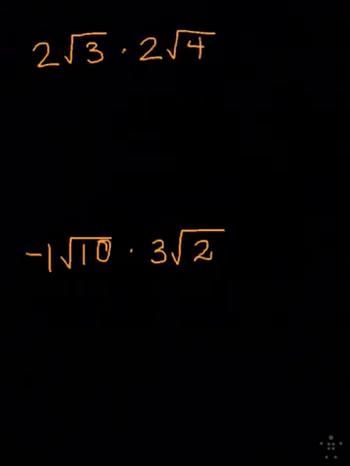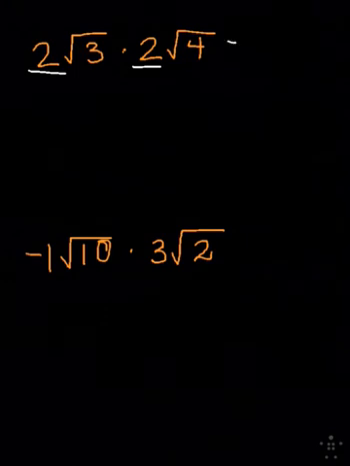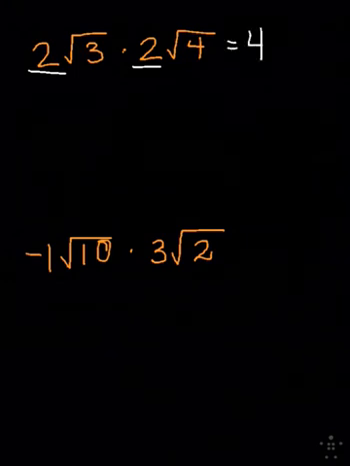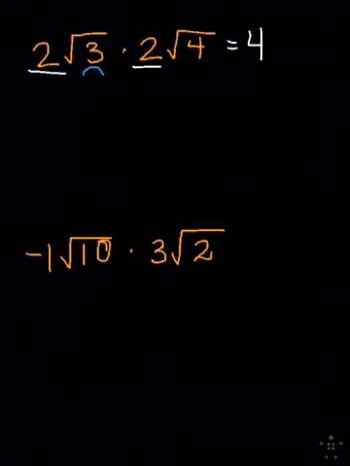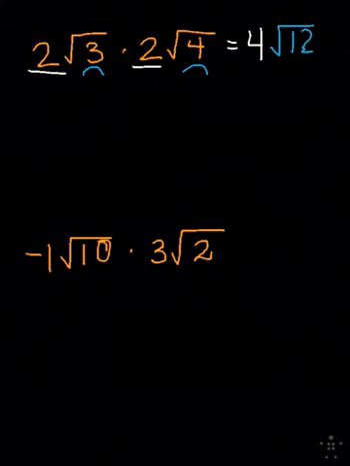Okay, these look a little different. You have numbers on the outside. You have those coefficients listed here. So we have 2 and 2. So we'll do 2 times 2, which equals 4. And 3 times 4, which equals 12. So multiplied, now we have to simplify. We're going to simplify the square root of 12.